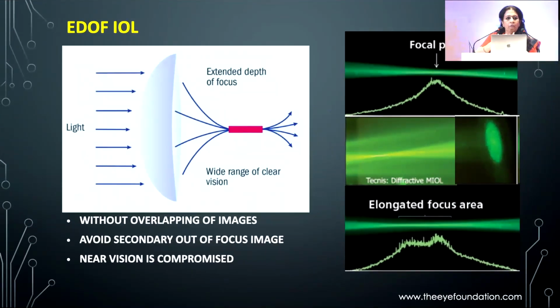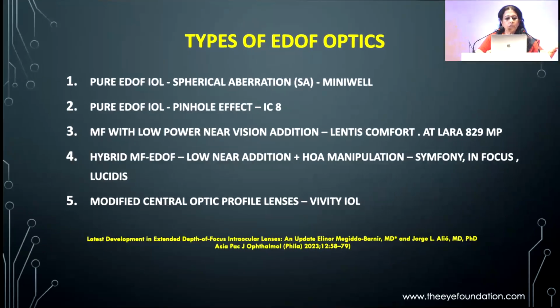Then came the EDOF lenses, wherein they used the optics such that the patient had an extended depth of focus available. So there was no overlapping of images which happened with the bifocal lenses. There was no secondary out of focus image. However, these EDOF patients had great distant vision, good intermediate, but the near vision was compromised.